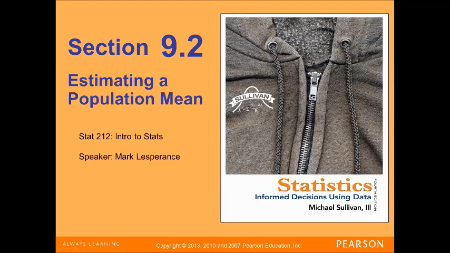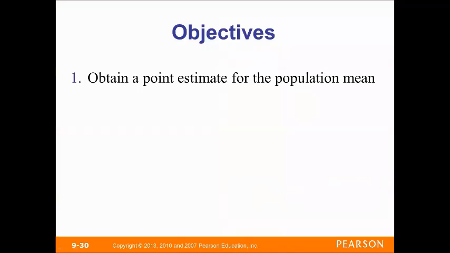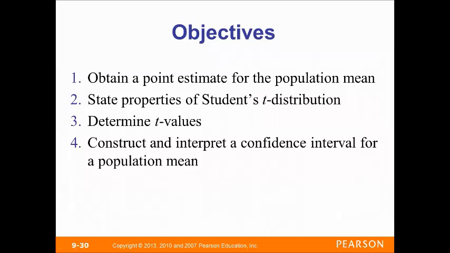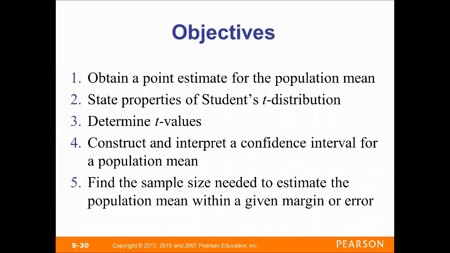Not only will we do a specific estimate of the population mean called a point estimate, we'll also come up with a range of estimates within which we think the population mean may lie, and that will be a confidence interval. So the first objective will be to obtain a point estimate for the population mean, then talk about a distribution called the student's t-distribution, how we can determine a t-value, and construct and interpret a confidence interval for the population mean, and find the sample size needed to estimate the population mean within a given margin of error.